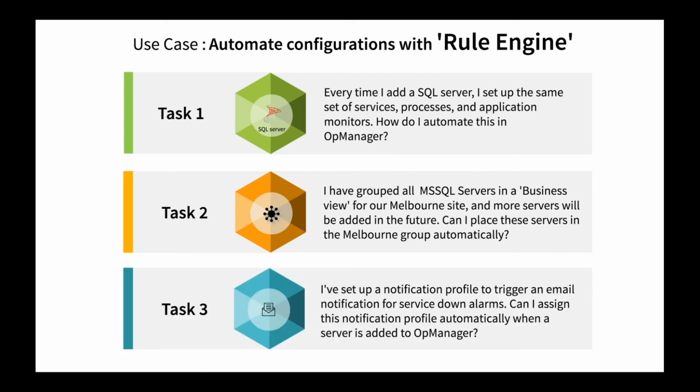And next, he wanted to set up a notification profile to trigger email notification for service down alarms. So as and when OpManager identifies any service down problems, they need to be notified through an email. So can I set up this even before discovering the devices? Yes, you can do this. As you see, there are various tasks that need to be done, and all this needs to be done as and when the device gets added to the tool. So how do you do that?